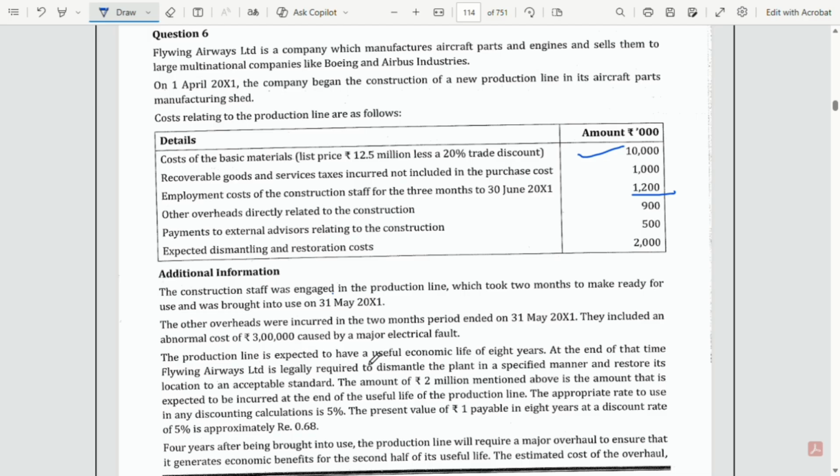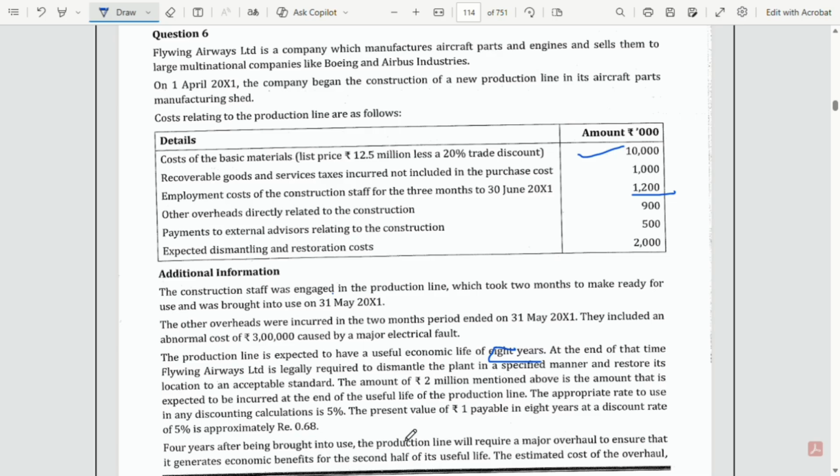The production line is expected to have a useful economic life of 8 years. तो production line का useful life कितना है, 8 years. So we will use this 8 years for depreciation calculation. At the end of that time, Flying Airways Limited is legally required to dismantle the plant in a specified manner and restore it to the location to acceptable standard. हमें dismantling करके देना है after 8 years.